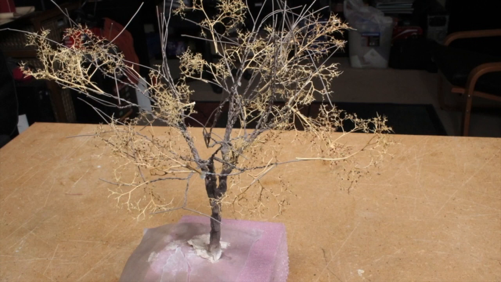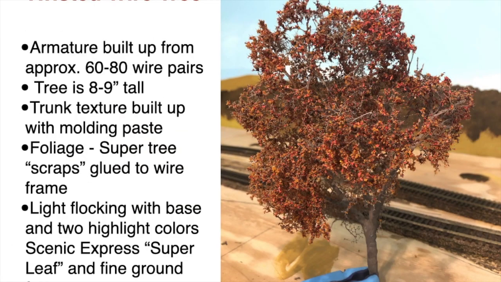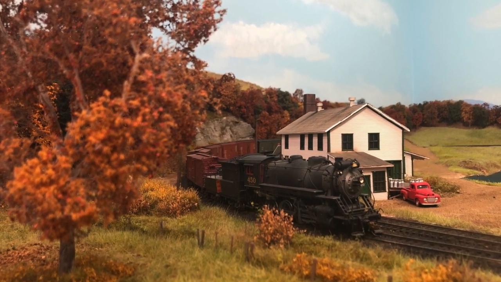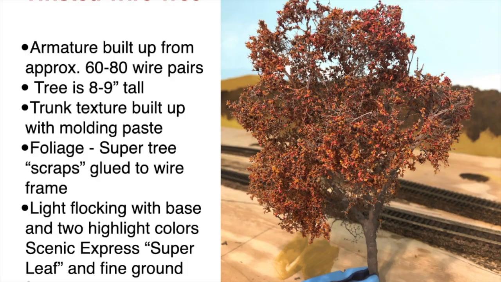With that all done, you can glue a finer twig material or branch material in there. Again, this is Supertree material, but I've also used baby's breath that you get from a florist shop. Here's an example of a completed twisted wire tree, and this is the one that's in the foreground of the scene you saw with the creamery and the title shot. This armature was built up from about 60 to 80 wire pairs. It's about 9 inches tall. Got about 6 coats of molding paste to build up the trunk. All the foliage is Supertree scraps that are glued to the wire frame. Then I lightly flocked it with a base and 2 highlight colors.